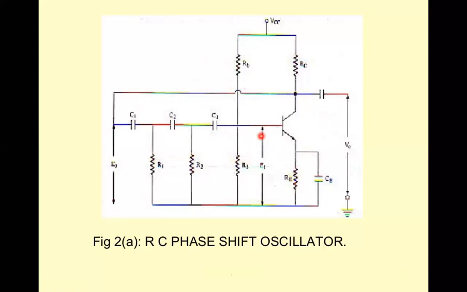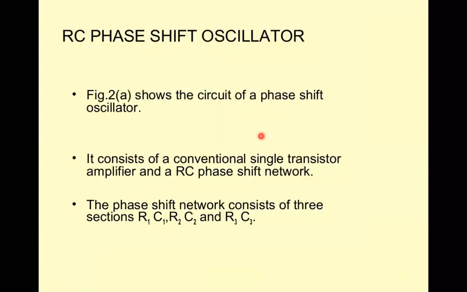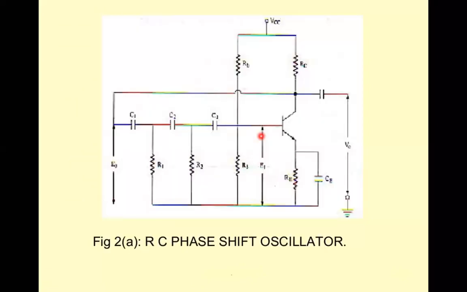Okay, now we will understand each network one by one, how it makes an angle of 60 degree phase shift. So once again, we are going with the same one. You can see here, we'll go back. So this figure shows the circuit of a phase shift oscillator. It consists of a conventional single transistor amplifier and an RC phase shift network.